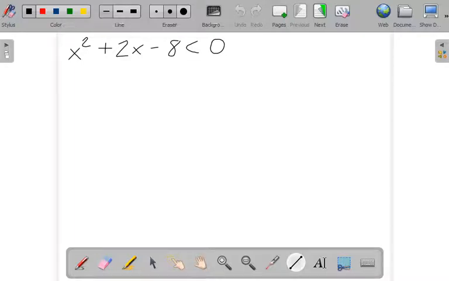Hey guys, welcome to part 2 of our lesson about graphing and solving inequalities, quadratic inequalities. So today we're going to focus on solving quadratic inequalities by graphing. So we're given this inequality here, x squared plus 2x minus 8 is less than 0, and we want to solve this by graphing.